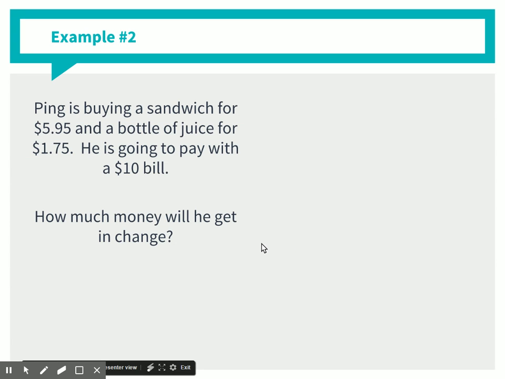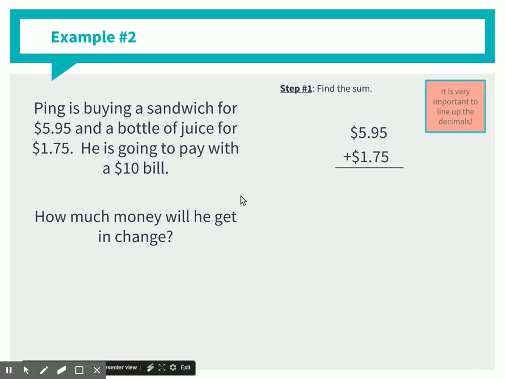All right, let's look at another example. Ping is buying a sandwich for $5.95 and a bottle of juice for $1.75. He is going to pay with a $10 bill. How much money will he get in change? So as you can see, there are a couple steps that you have to follow here. First, we have to figure out how much does everything cost, and then how much will he get in change. So our first step is that we have to find the sum. We have to add these together.